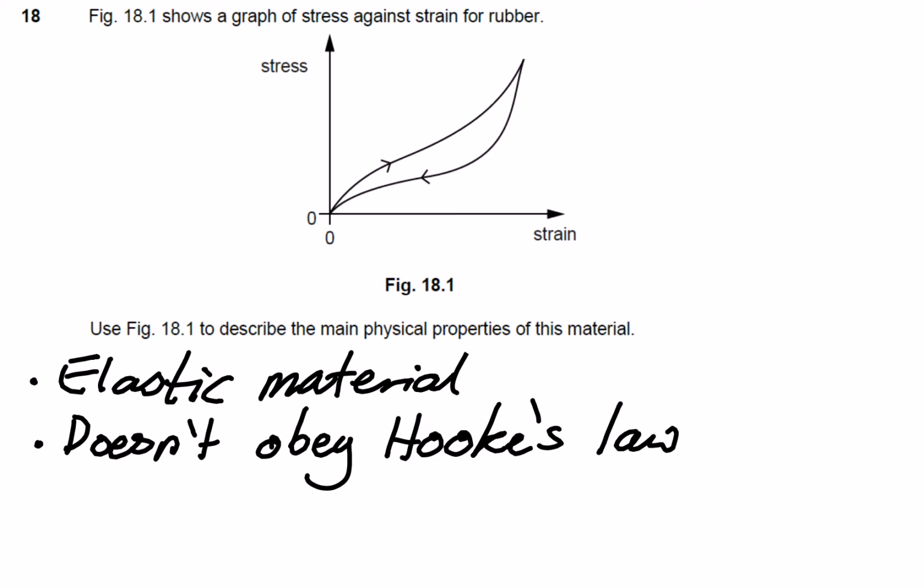And I think the third point we need to consider here is, of course, if we've got the stress against strain, then the area underneath this graph is the work done per unit volume. And notice that there is more work done per unit volume when we load it than is returned when we unload it, because we've got this extra area in here.